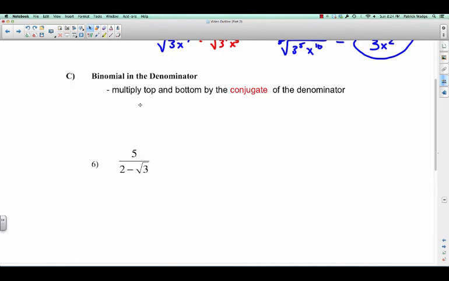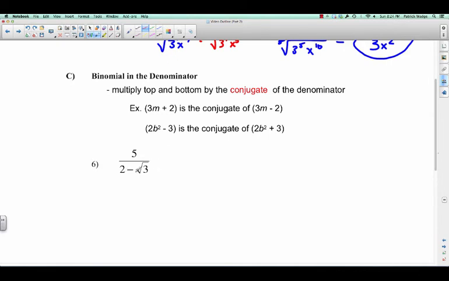Well, it's hard to put in words, but it's easy if I give you an example. 3m plus 2 is the conjugate of 3m minus 2. 2b squared minus 3 is the conjugate of 2b squared plus 3. So you see the conjugate is just exactly the same binomial, except the sign in the middle is different. So if we want to get rid of this radical in the denominator, we're going to multiply by the conjugate of the denominator. So the conjugate of this is exactly the same thing, except instead of minus, it's plus root 3. What we do at the bottom, we also do the top.